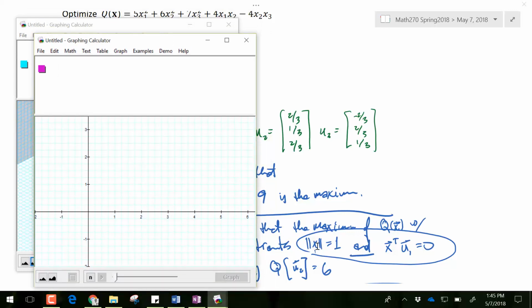So the magnitude of x is equal to 1. So that's in three dimensions. That's x squared plus y squared plus z squared is equal to 1.